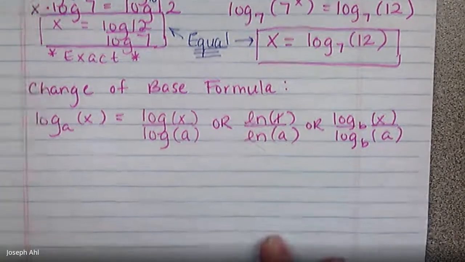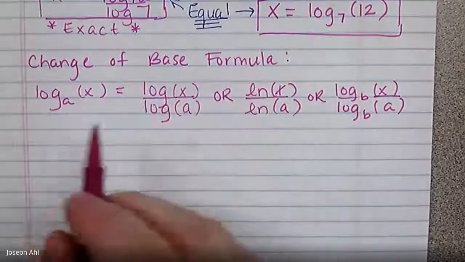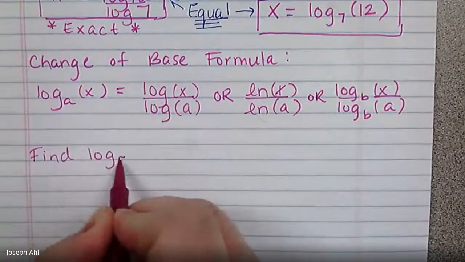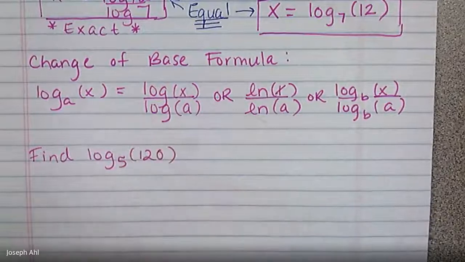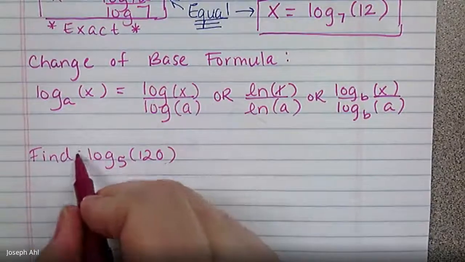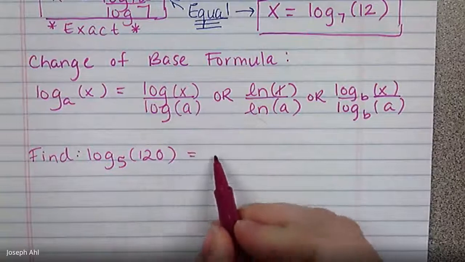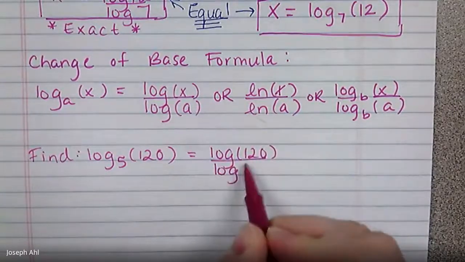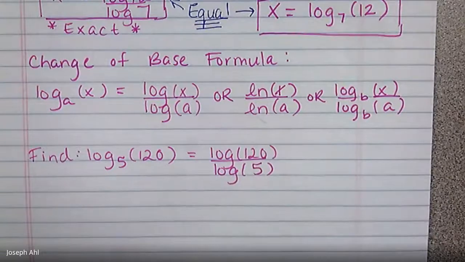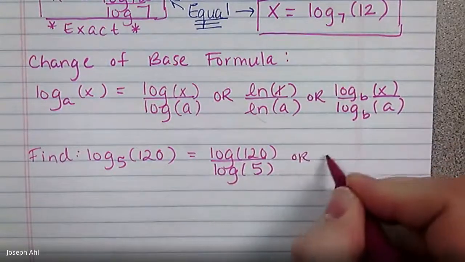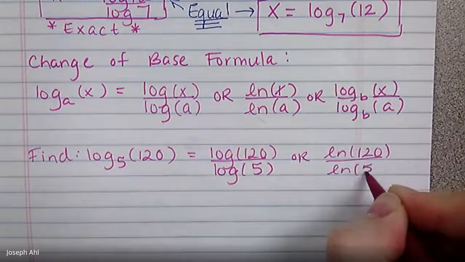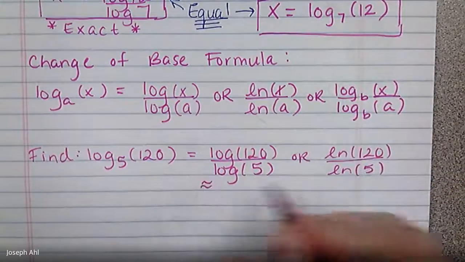So if I ask you to evaluate something like find the log base 5 of 120, you could express it as log of 120 over log of the base 5. Use common logs, log base 10. Or if you love natural log, ln of 120 over ln 5. And those should give you the same approximations.